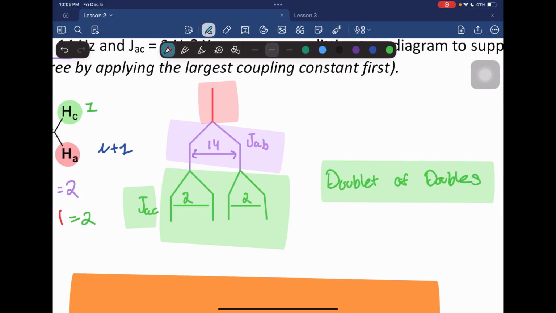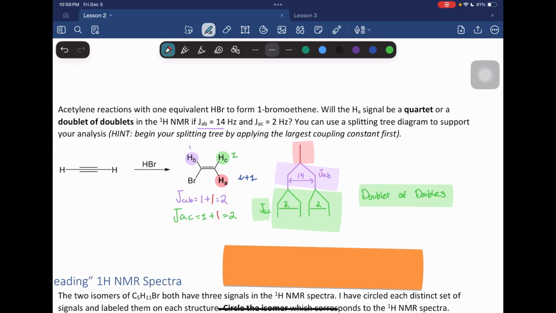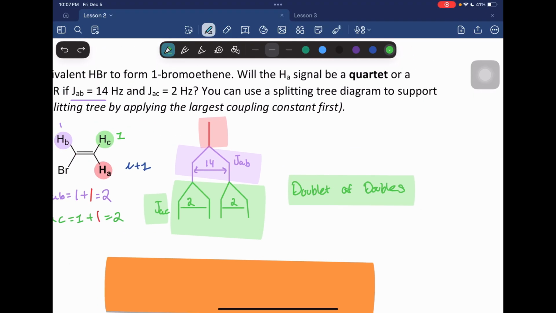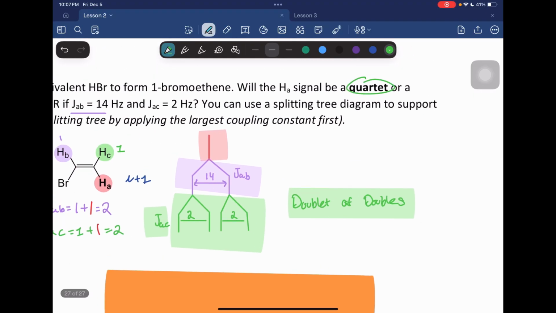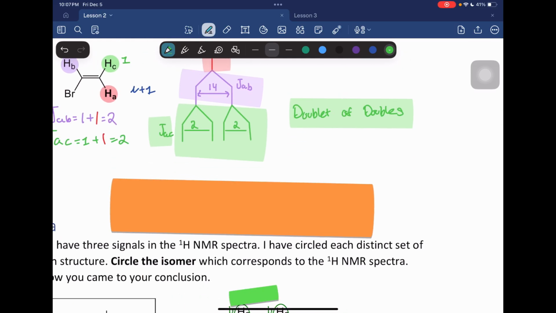So it's going to be a doublet of doublets. Okay, doublet of, no, yeah, that's wrong. So doublet of doublets. Whatever, you know what I said. So it's going to be a doublet of doublets. If it were to be a quartet, it would have just been like that. However, we're not going to see that.